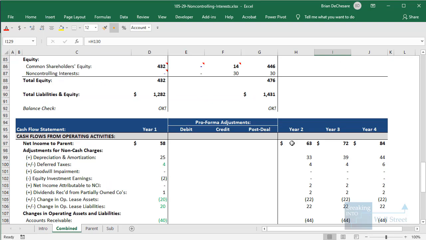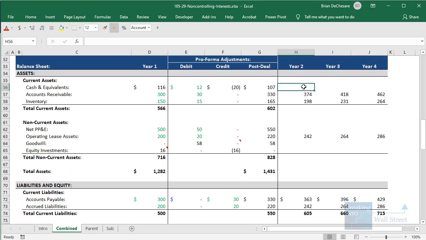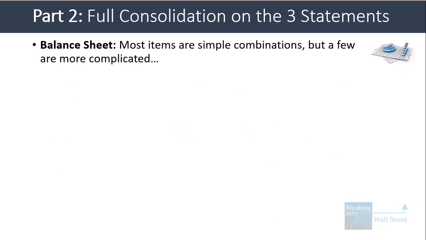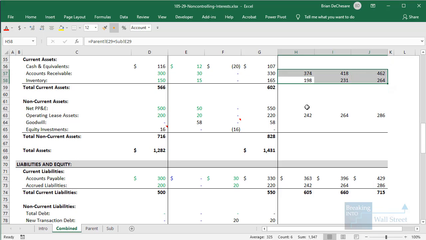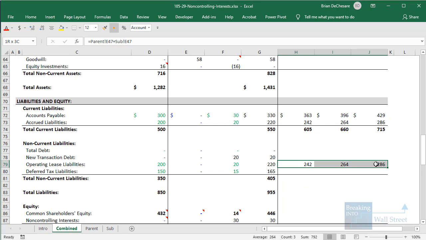Let's now go up to the balance sheet. Once again, I have some notes on what we're doing here. Most items are simple combinations. So all these working capital items, accounts receivable, inventory, even something like the operating lease assets and liabilities under US GAAP are fairly simple. So we can just add them together.